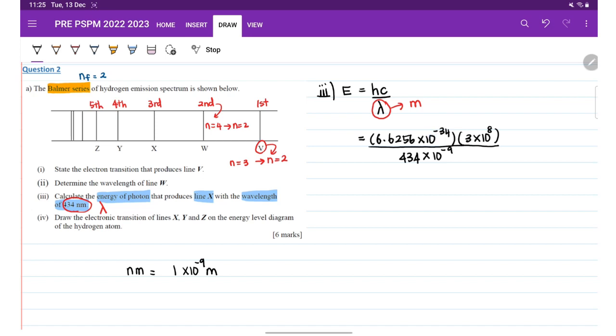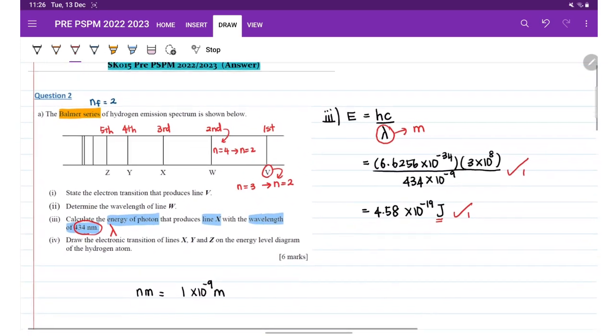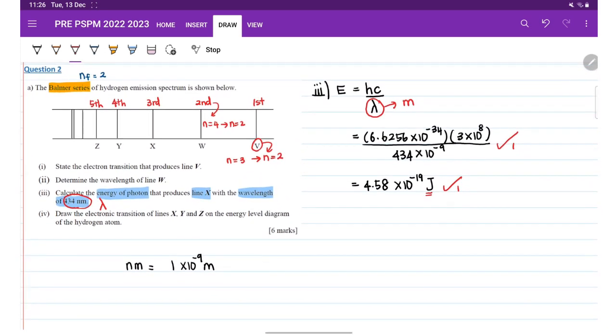Okay, once you have already put down all the information, lepas tu barulah kita akan cari kita punya jawapan, and the energy will be 4.58 times 10 to the power of -19 joule. And again, this is unit insist. Okay, jadi dekat sini awak akan ada dua markah. Okay, so markah dia adalah dekat markah substitution over here, and then the final answer with the unit. So, kalau tak ada unit, okay, you might lose 1 mark for the final answer.